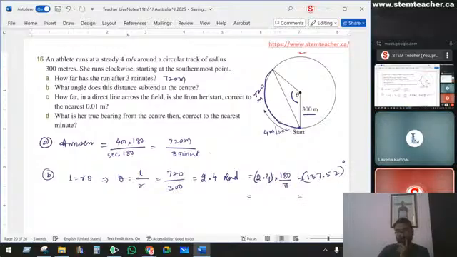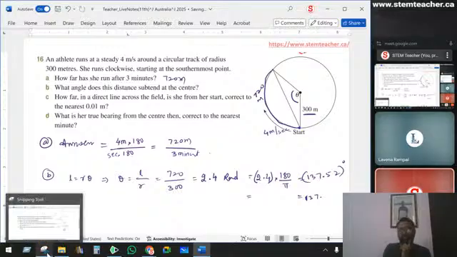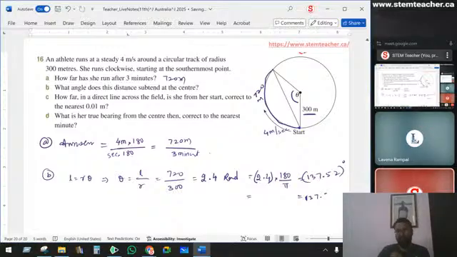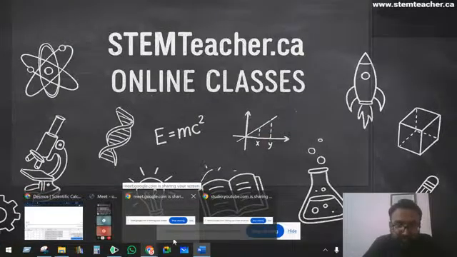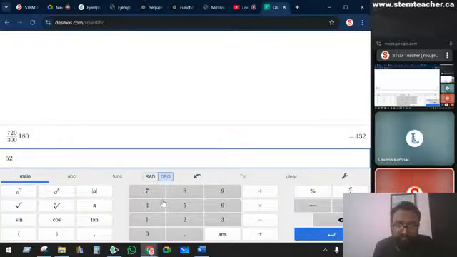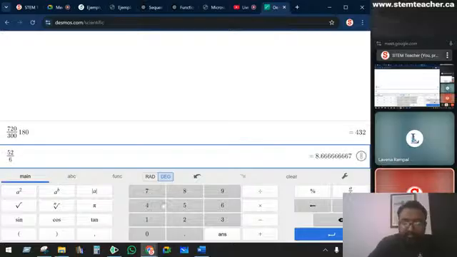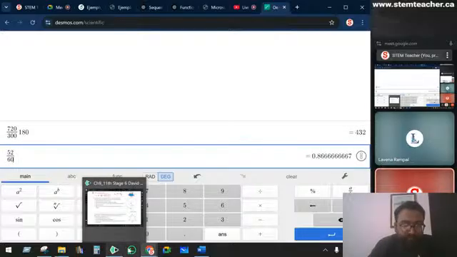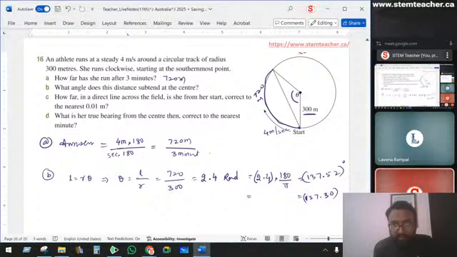Then after that you have to convert 137.5 into degrees and minutes. The 0.5 degrees to minutes: 0.5 into 60. So it is 137 degrees 52 minutes.